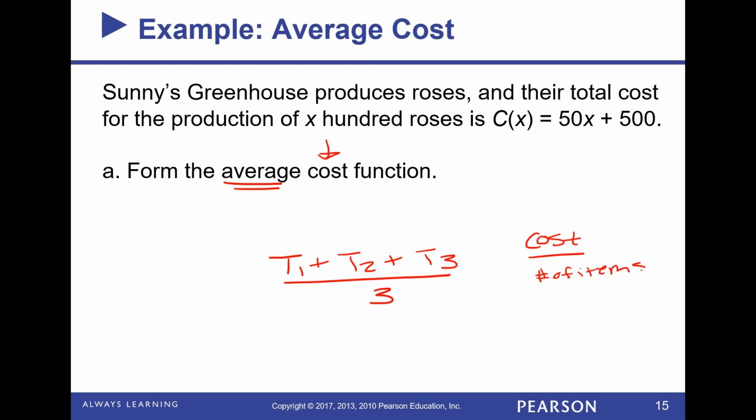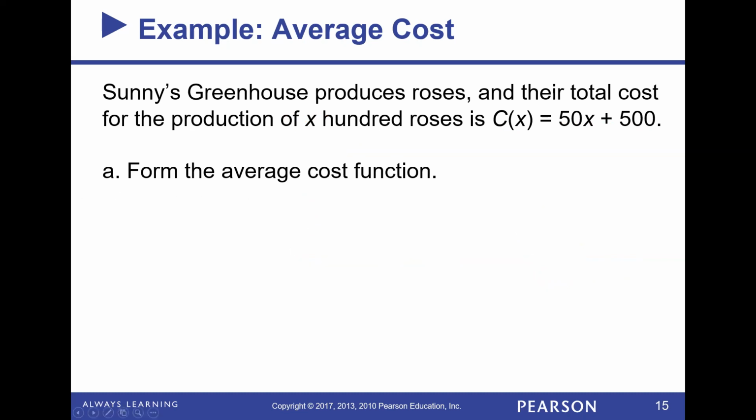Now, in our case, we don't actually have individual costs. All I have is a formula. So instead of a number, I'm just going to say 50x plus 500. Now, what variable did we allow to be the number of items? Well, the number of items, that's what x was.